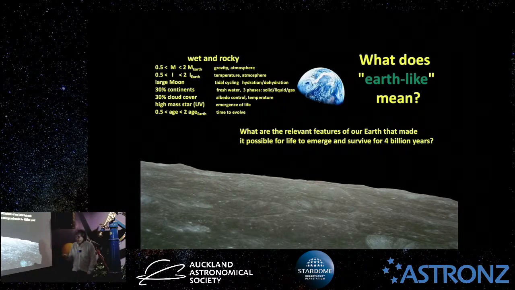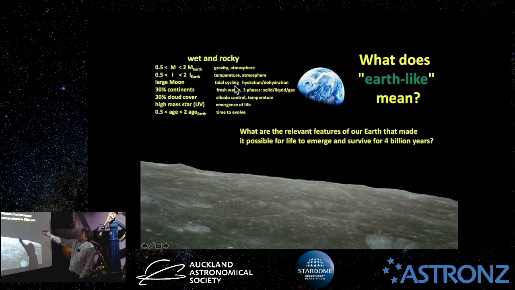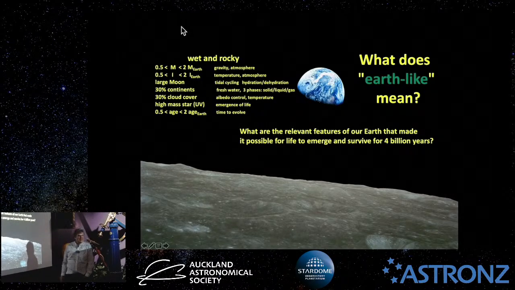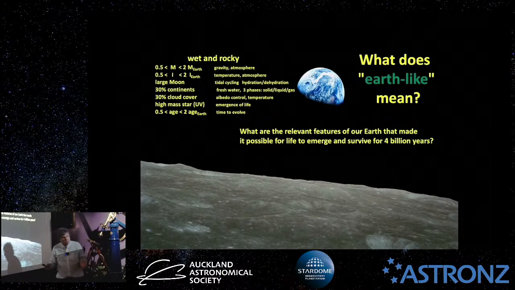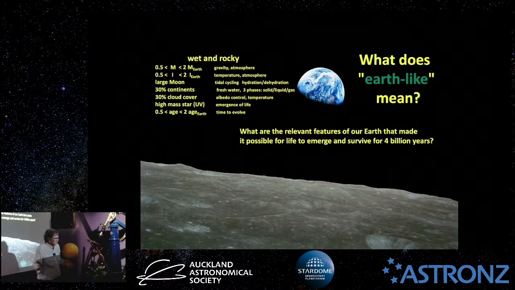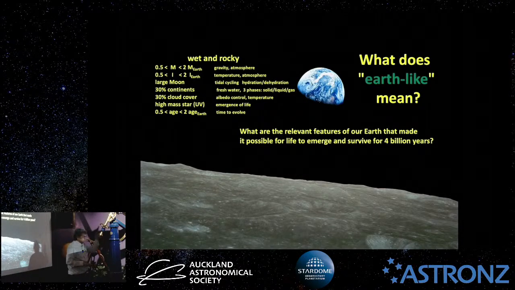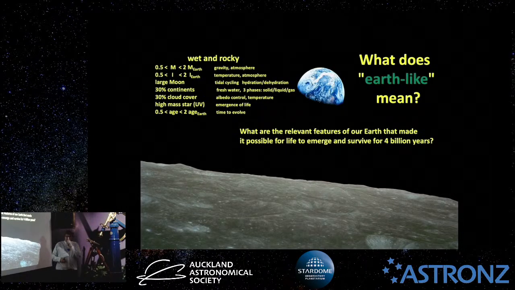How about a large moon? This is something that the Earth has. A large moon is maybe necessary for tidal cycling. And what that means is, about 4 billion years ago when life got started, the moon was much, much closer. The moon has been receding. It recedes at about the same speed as your fingernails grow or your hair grows, a few centimeters a year. But that means 4 billion years ago it was very, very close.